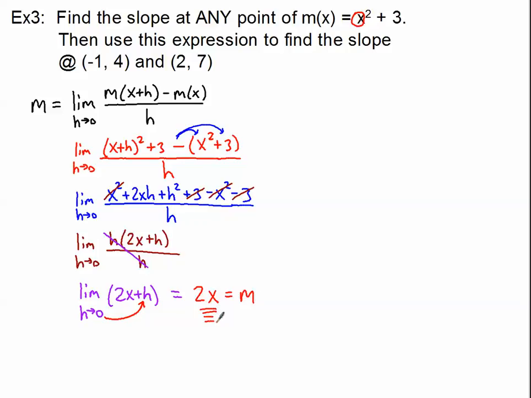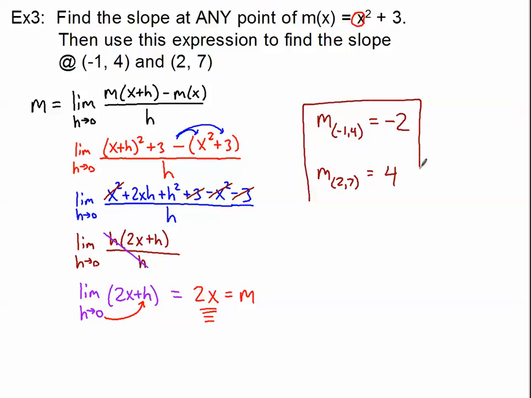And I'll explain why it's a 2x again. So now we're looking for two answers. We're looking for the slope at the point -1, 4. And that's as simple as just plugging a -1 right into this expression, and we get -2. And we're also looking for the slope of the point 2, 7. And that's just plugging a 2 into this expression and getting 4. So those are my two slopes that I'm looking for at these two specific points.